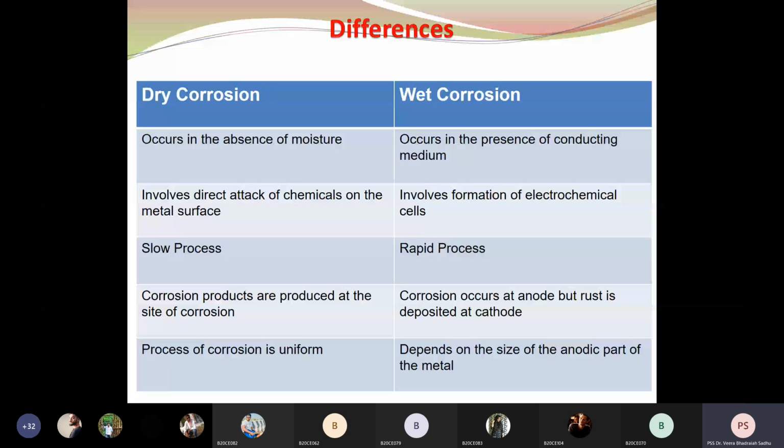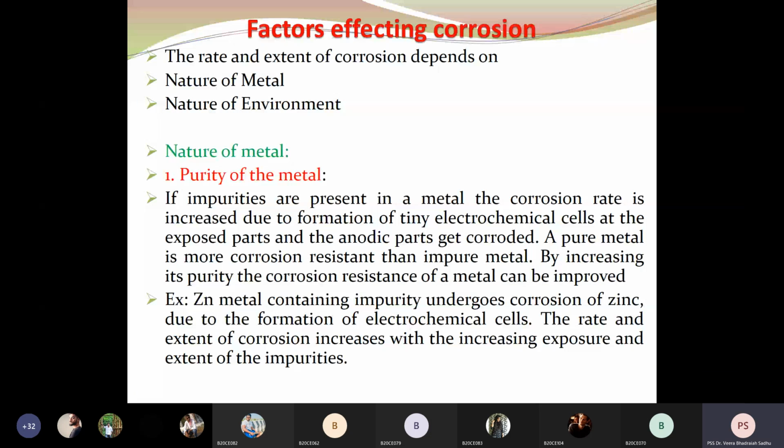So what are the factors affecting corrosion? There are two: the nature of the metal and the nature of the environment. These two factors affect the corrosion. So let's go into the metals. There are, again, three types. One is the purity of the metal.